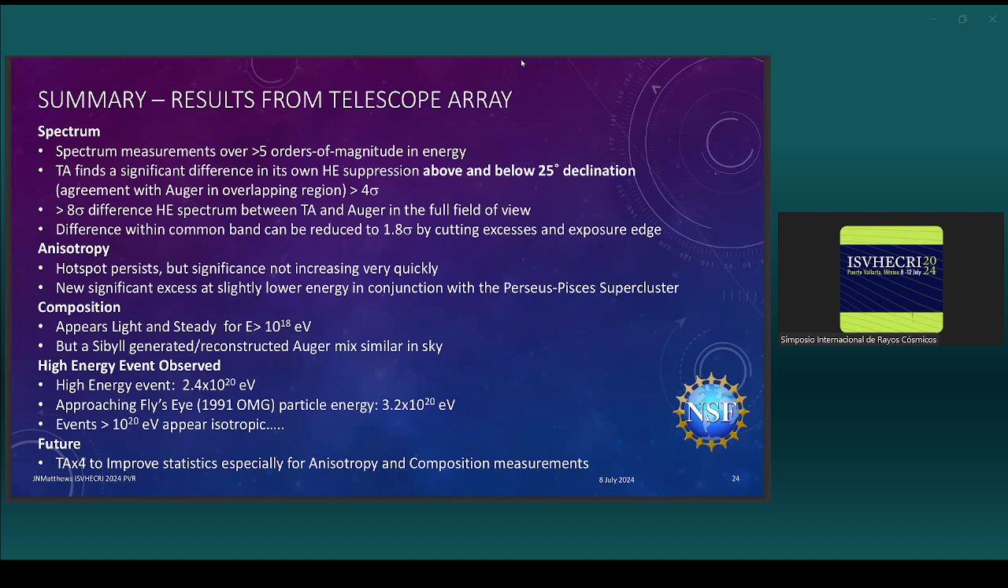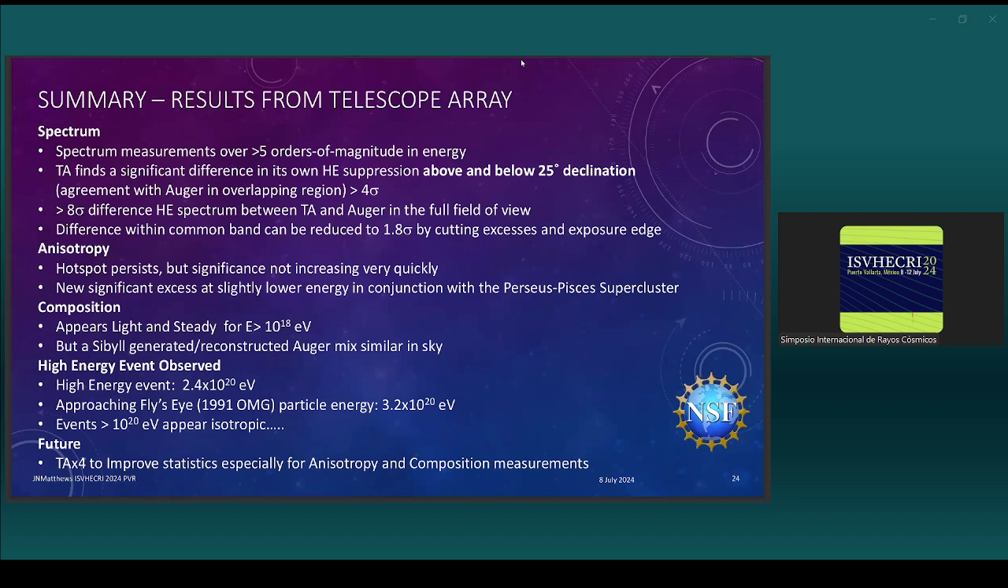The hotspot persists, but the significance is not increasing very quickly. It looks certainly a lot less bright. There's a lower energy excess in conjunction with the Perseus-Pisces supercluster. Using QGSJet 2.4, the composition appears to us to be light and steady, but when we compare to a Sybil generated and reconstructed Auger mix, they look like they're in a similar height in the sky.